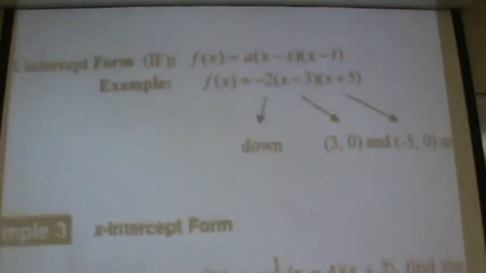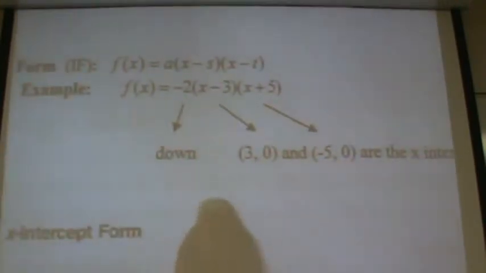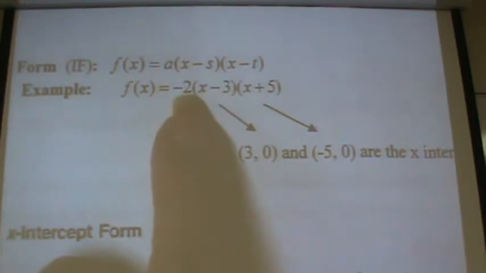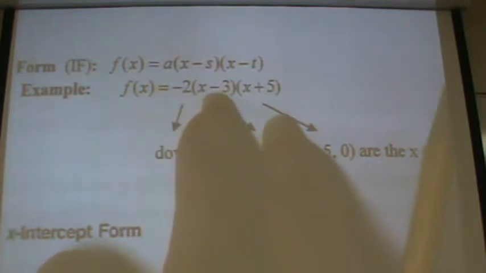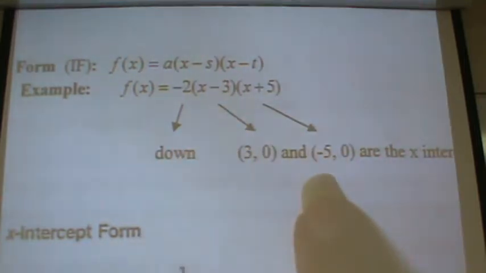The last form is x-intercept form. What's so good about x-intercept form? There's 2 things that we like about x-intercept form right off the bat. That number, that a value, tells you if it's up or down. This one happens to be down. And these 2 opposite numbers will tell you your x-intercepts. So 3 and negative 5 are your x-intercepts.